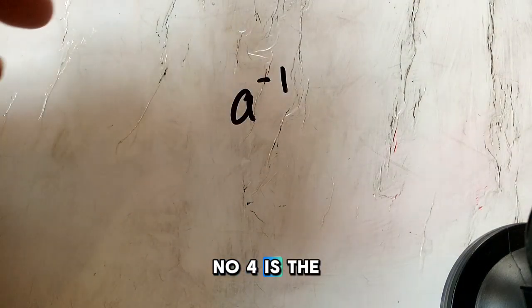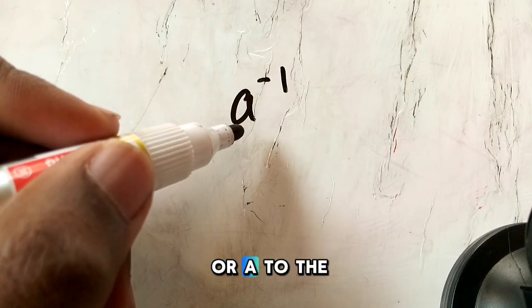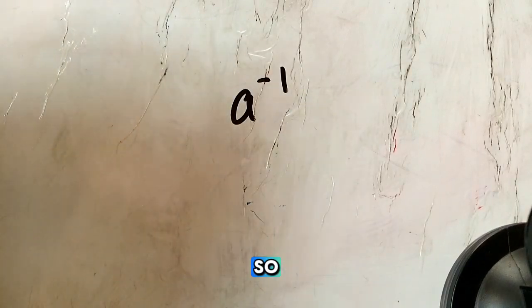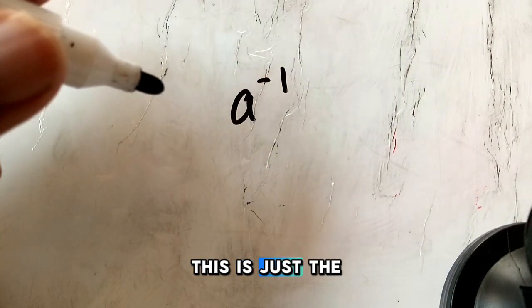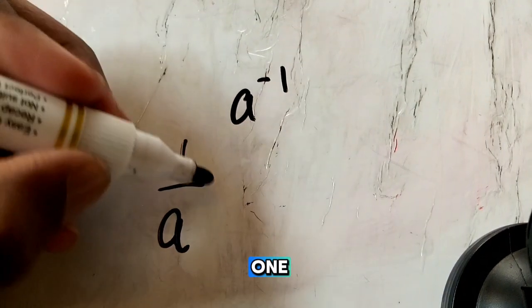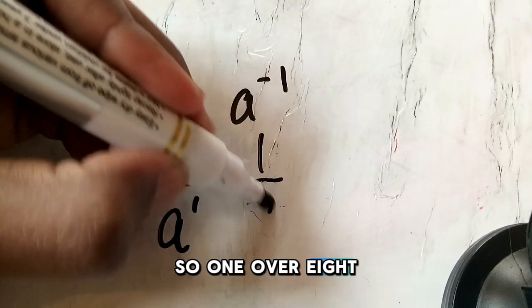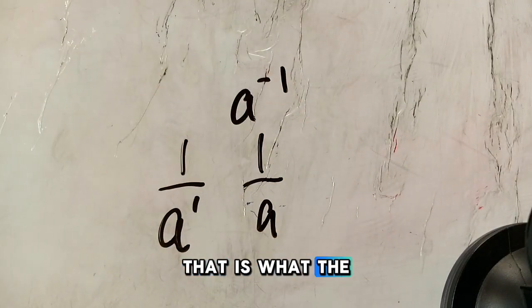Number 4 is the inverse law. So we have a inverse, or a to the power negative 1. This is the same as 1 over a to the power 1. Now we know anything to the power 1 is just itself. So 1 over a. That is what the fourth law states.